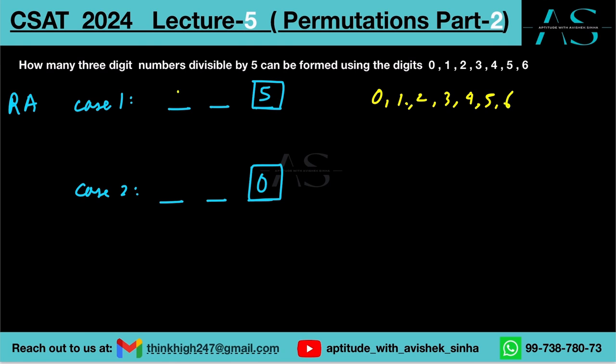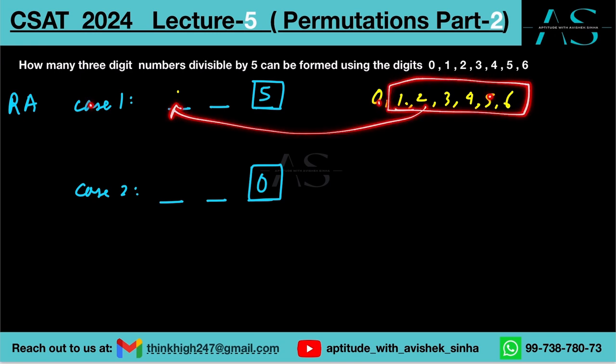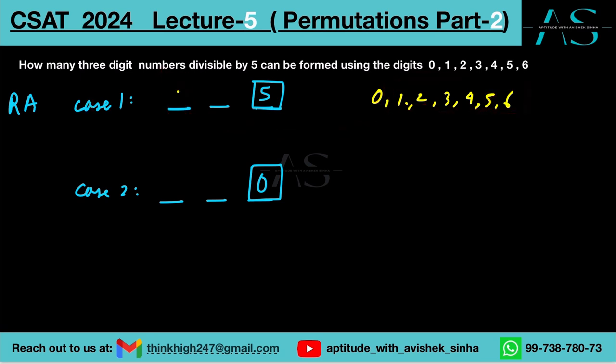Can you place 0 in the first spot? No. But you can always place 5 since the repetition is allowed. So in order to fill the first spot, we have got 6 options. We haven't got 7 because 0 cannot come here. So this can be done in 6 ways. This is done in 1 way. And in order to fill the next one, we have 7 ways. This is 6 into 7 into 1, which is 42 numbers.